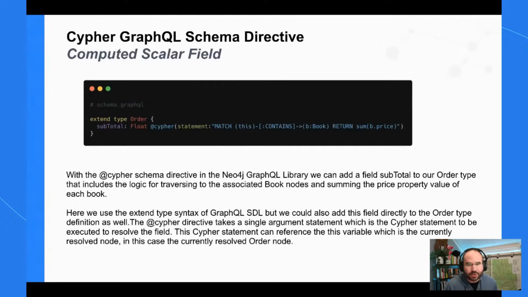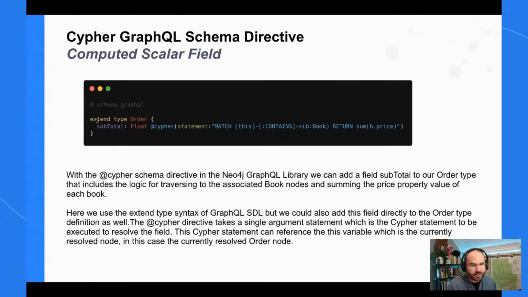So we may have some more complex logic for calculating the subtotal, and we want to be able to express that in Cipher. So we write a Cipher statement and we attach that to the GraphQL schema in the type definitions with this Cipher schema directive. So now when we request the subtotal field on the order type, rather than going to the database and trying to fetch a subtotal property off of an order node, instead we'll run this Cipher statement to compute that value.